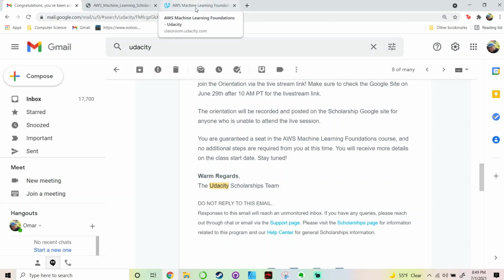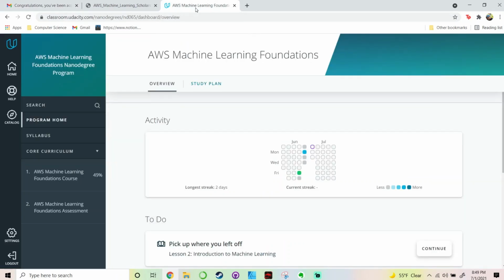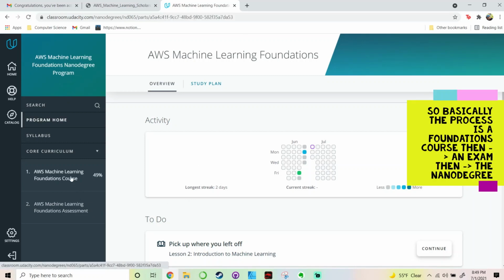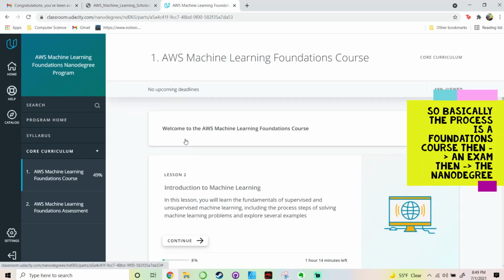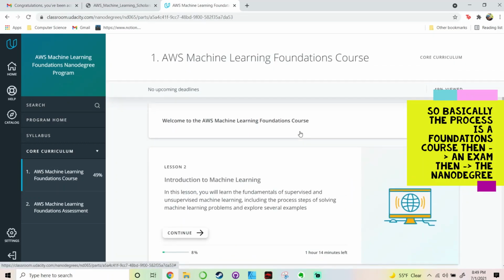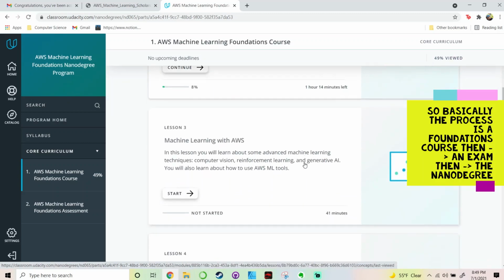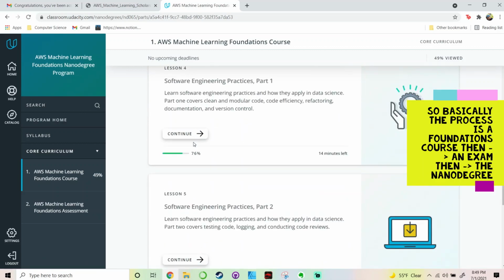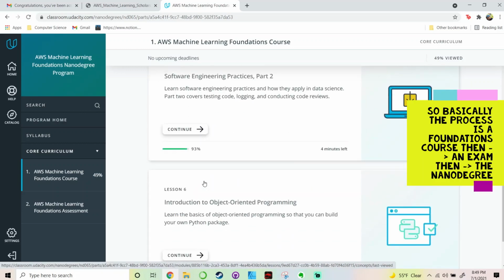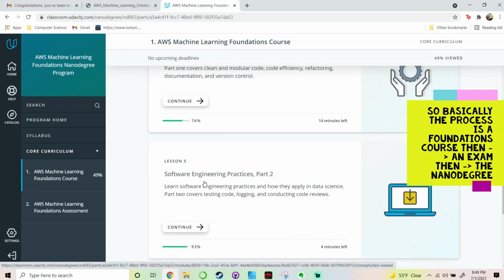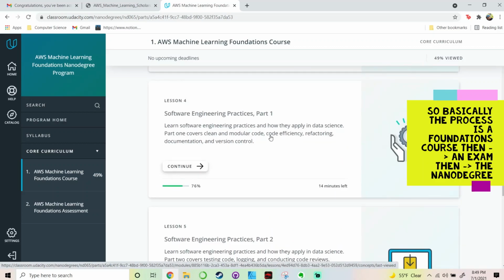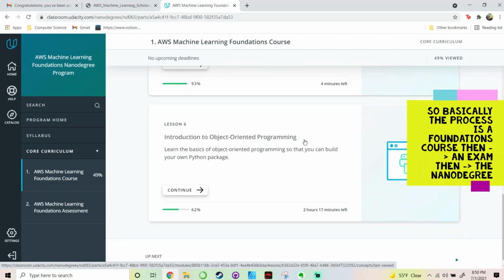Afterwards, they gave me access to something called the AWS Machine Learning Foundation, and it has only two classes. The first one is basically Welcome to AWS Machine Learning Foundation, and then Introduction to Machine Learning. The third lesson is machine learning with AWS, so this is specific to AWS. And then we have two classes after this, lesson four and lesson five, about software engineering practices like OOP and code debugging, all that stuff, modular code efficiency, refactoring, documentation, etc., etc.